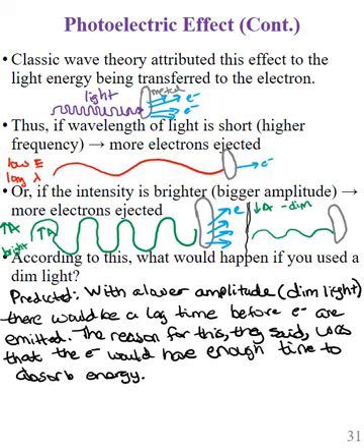So, as a review, with a dim light, they said with a lower amplitude there would be a lag time before electrons are emitted. The reason for this, they said, was that the electrons needed enough time to absorb energy. So looking at our example here, the electrons would have to get enough energy, and once they got enough energy, they could move and be emitted. But this was not the case.